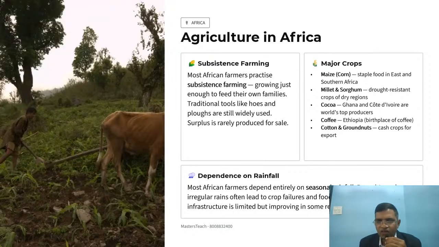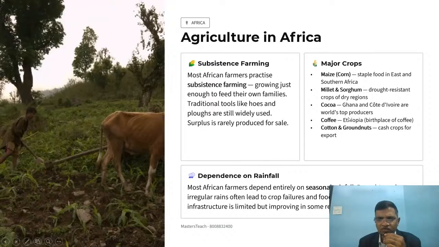Even though they have a lot of fertile land and water, there is no proper system. Irrigation infrastructure is very limited. Nowadays it is improving. So the main crops in Africa: maize, okay, the corn is produced. It is a staple food in East and Southern Africa. Then millet and sorghum, drought-resistant crops of dry regions.